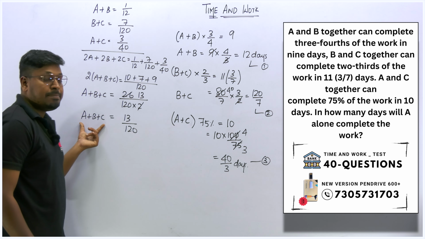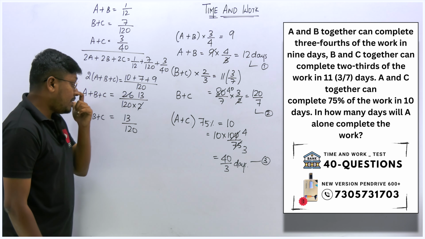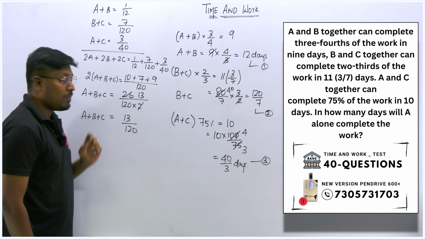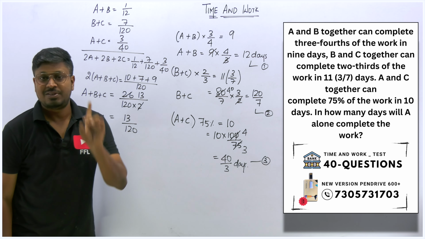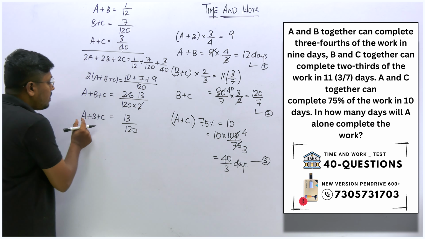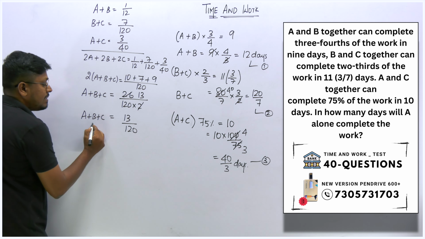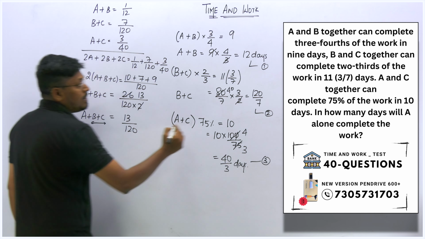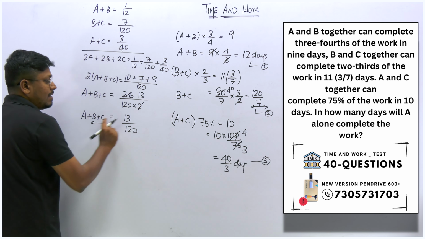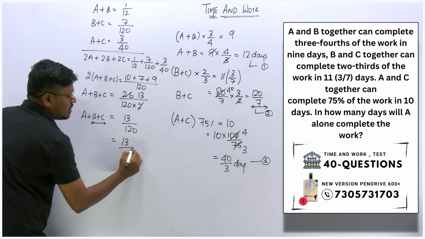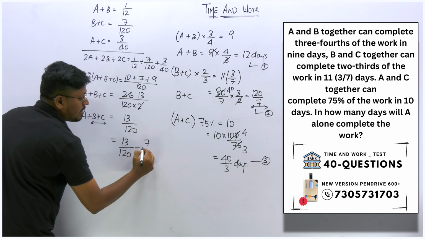So if all the 3 are working, then the total number of days they can complete a work will be 13 by 120. But our target is to find only A alone, how many days he takes to complete a work. So if we need to find A, we have to substitute for B and C. So according to the equation where B and C is how much? 7 by 120. So substitute 7 by 120. So 13 by 120 minus of 7 by 120.